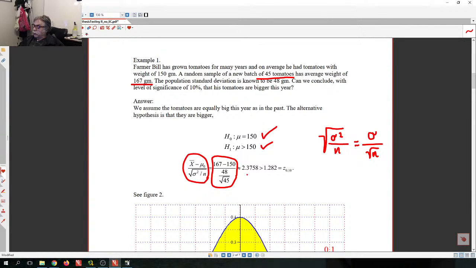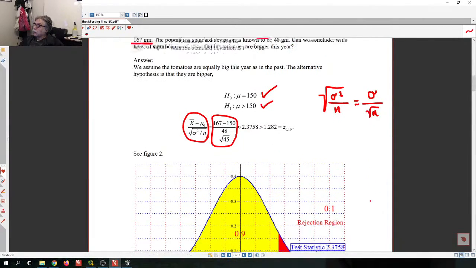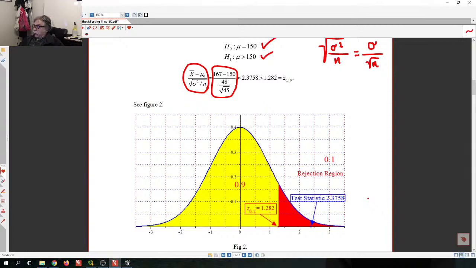And when you calculate it properly, you end up with 2.3758. That's what I got. So you need to have radical 45, divide 48 with that, and then subtract this 2, which is 17, obviously, and then divide 17 with whatever you got down on the bottom, and you got 2.3758 approximately. Okay, we have a right tail test, right tail.